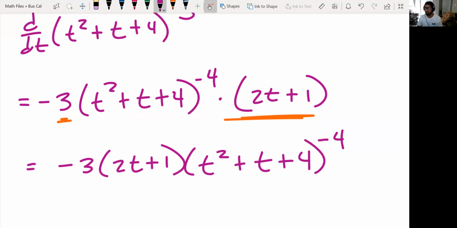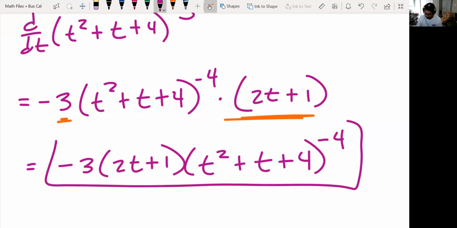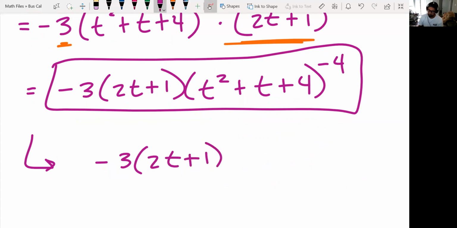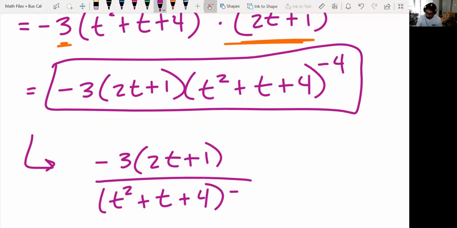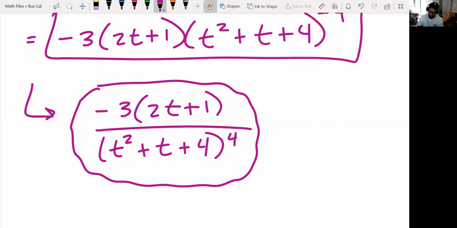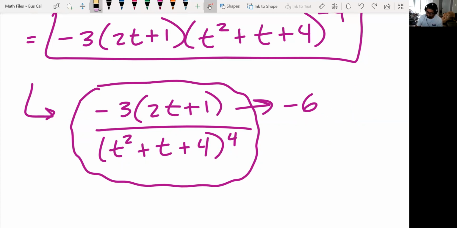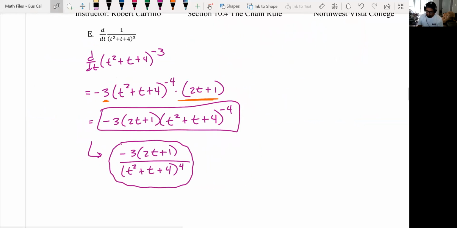Now, once again, this is a good answer. But MyMathLab may have us write it as -3 times (2t plus 1) over (t squared plus t plus 4) to the 4th. And if you want to distribute that -3, you can go ahead and distribute it. You'd get -6t minus 3 over the same denominator. If it makes you distribute it, then that's what you're going to have to do. But other than that, that's good. Okay, perfect.